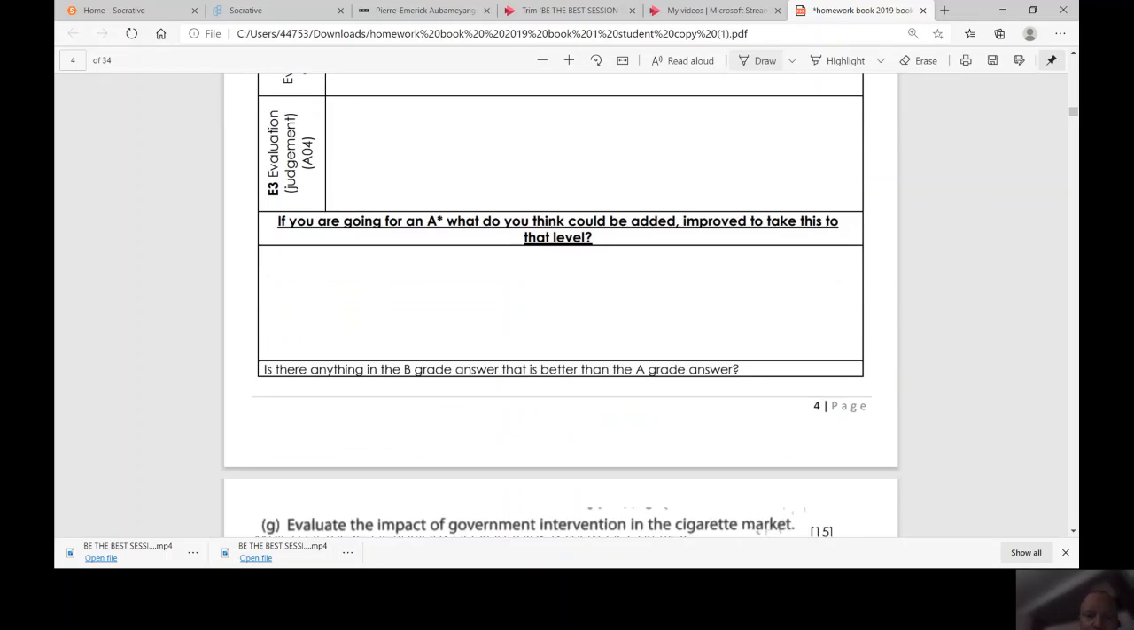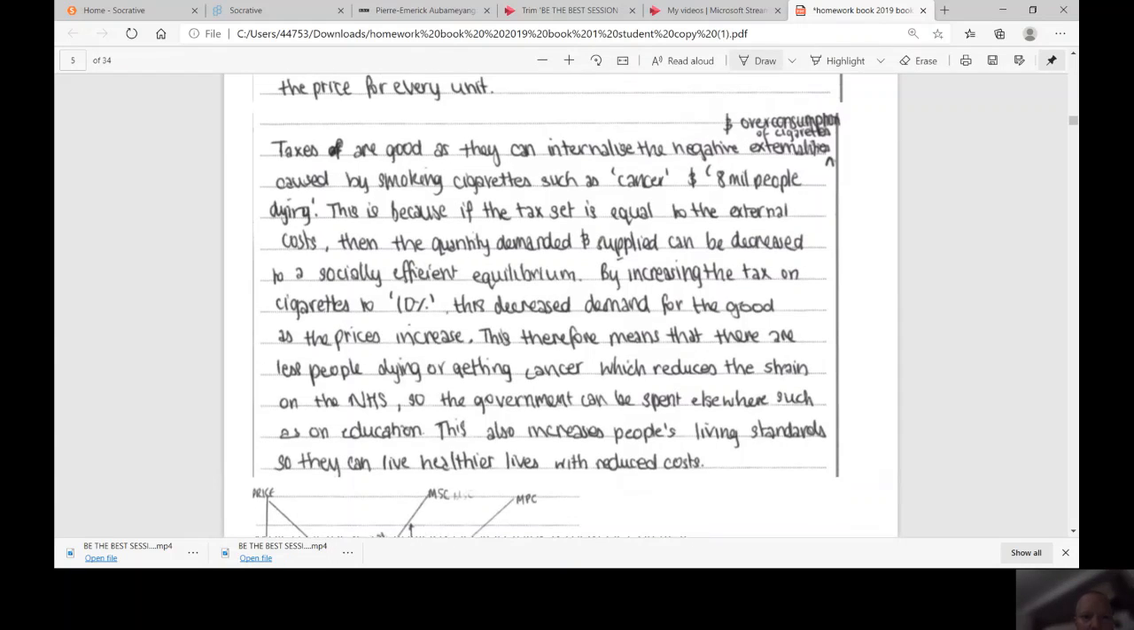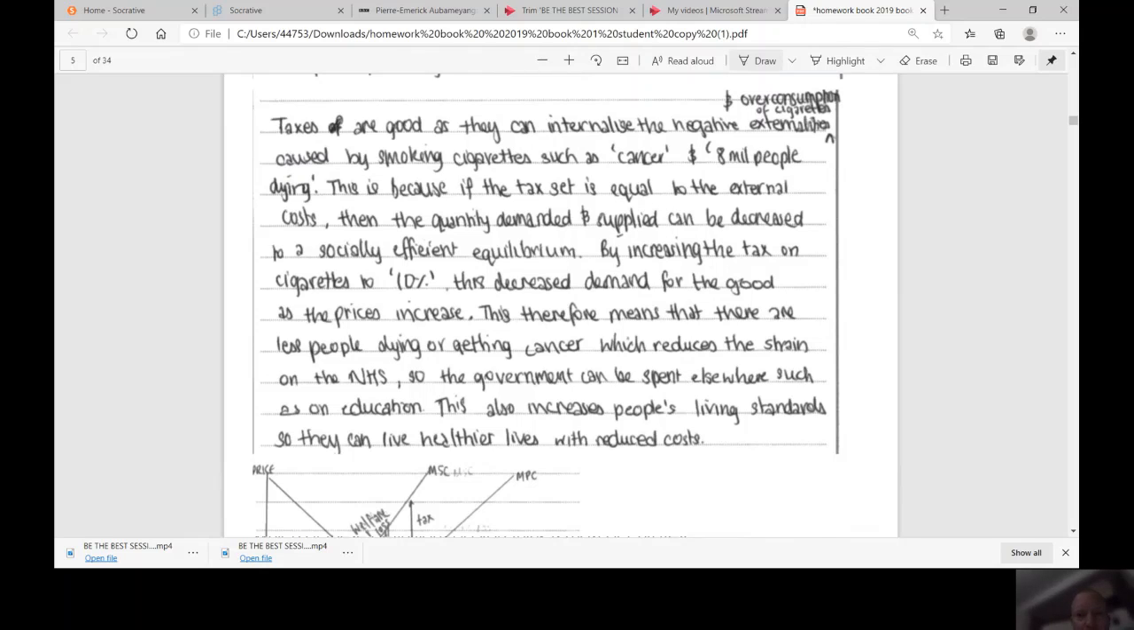In terms of the logical chains of reasoning, so again, these are both really good answers. Second one's slightly better than the first. So if we look here, taxes are good as they can internalize the negative externalities of overconsumption of cigarettes. So there you do have a little bit of application to the market. And given some specific examples from the case study, tax is set equal to the external costs. That's a nice first step.